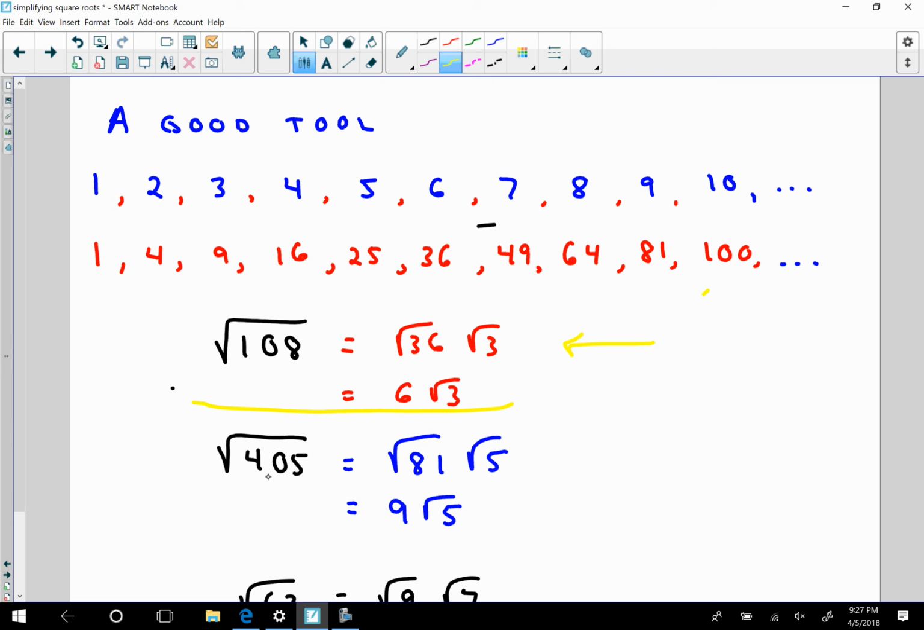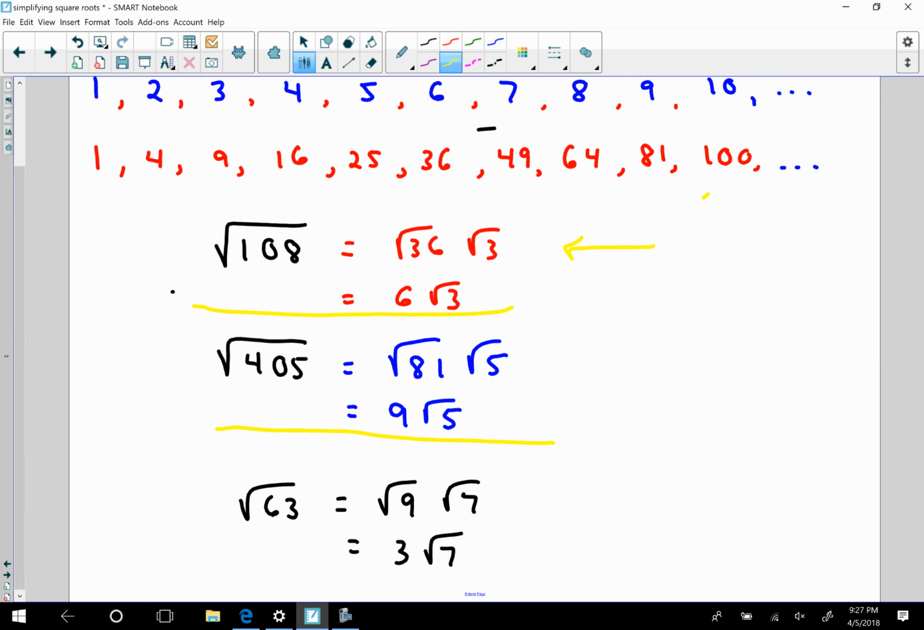And when I notice that 405 is 81 times 5, I think that was an easy one to see, an easy one to factor. And the square root of 81 is 9. So the square root of 405 simplified is 9 square root of 5. And in like manner, it's certainly easy to see that the square root of 63 is equal to the square root of 9 times the square root of 7. The square root of 9 is 3. Therefore, the square root of 63 is 3 times the square root of 7.